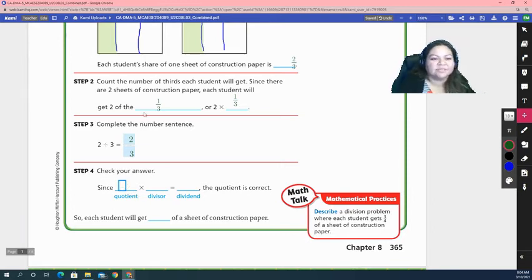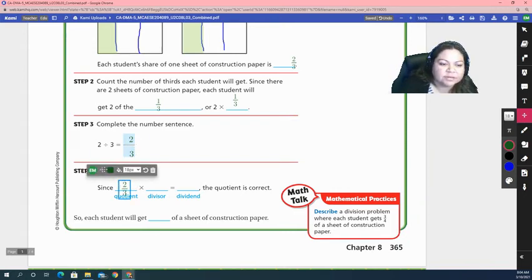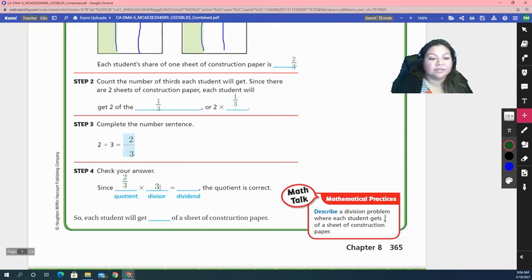So now we're going to check our answer, I should say. My quotient was 2/3. So 2/3, okay, times the divisor, which is 3. When I multiply this, it should give me the dividend, and that will prove that it's correct.